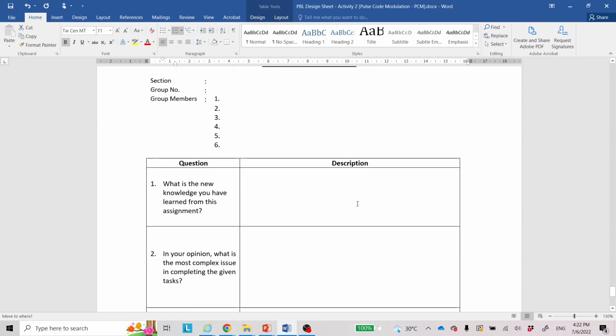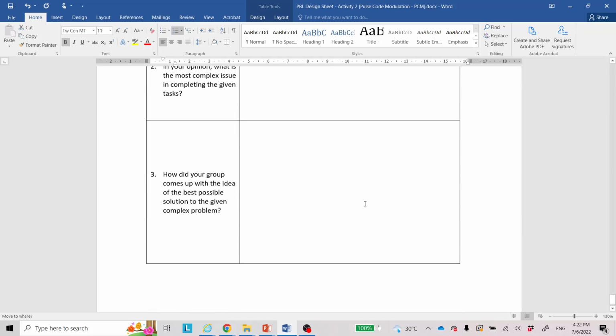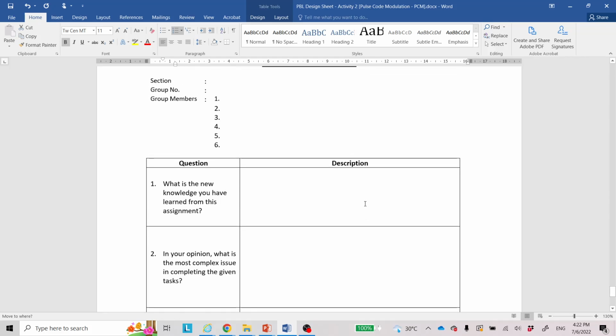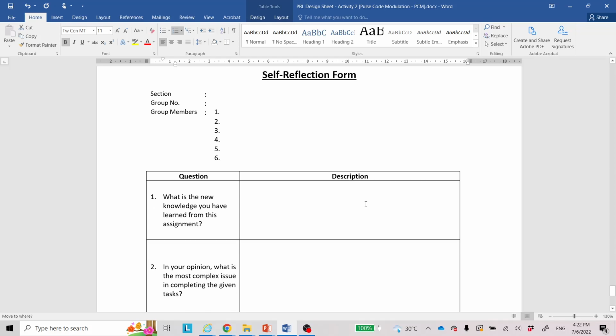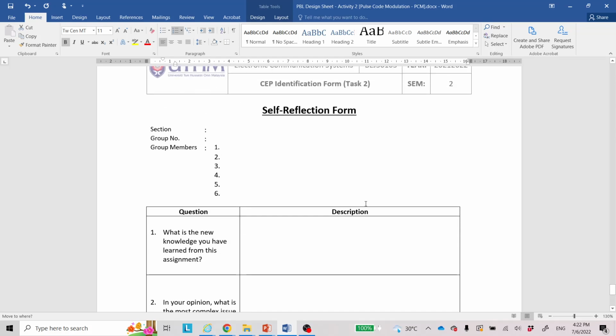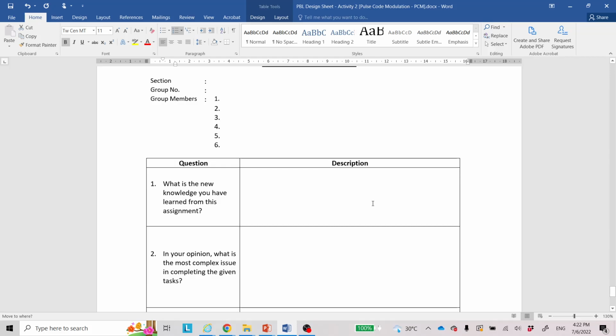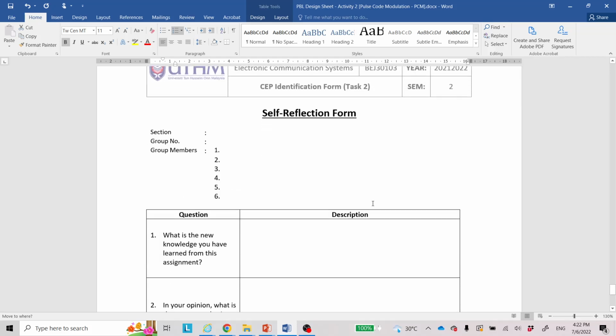And the last one would be the self-reflection. You can put it inside the report. This is one report, one self-reflection. Satu report, cuma satu self-reflection sahaja.